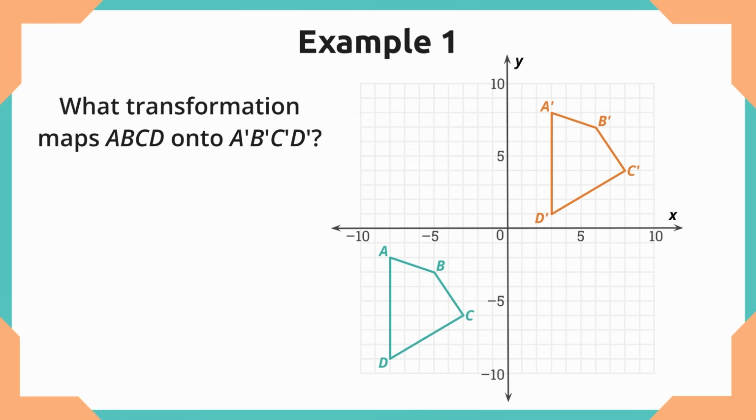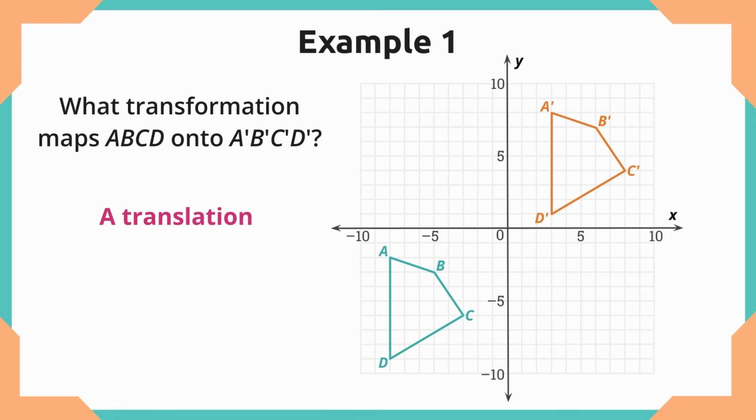Here we have 2 quadrilaterals. What transformation maps quadrilateral ABCD onto its image, A', B', C', D'? One of the easiest ways to tell what transformation was performed is to see if the orientation of our shape changed. Here, we can see that the corresponding vertices are in the same positions around the shape, so our shape didn't change orientation, it just moved. That means that a translation was used here.